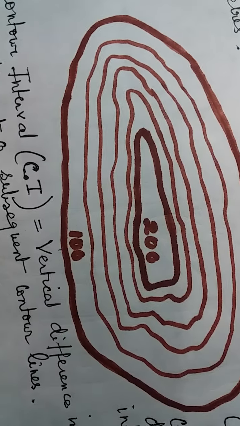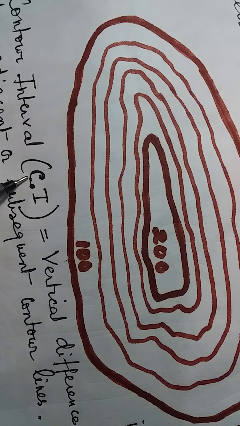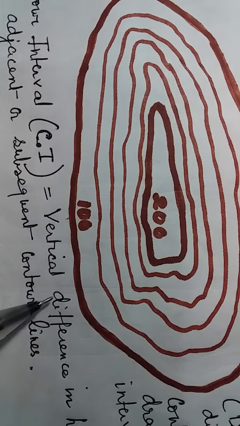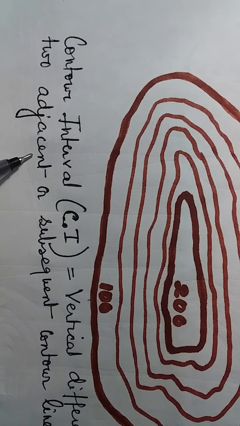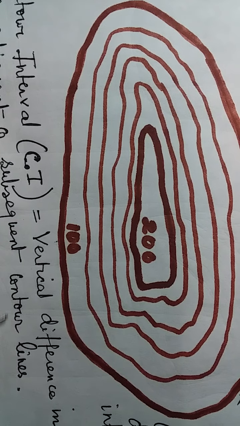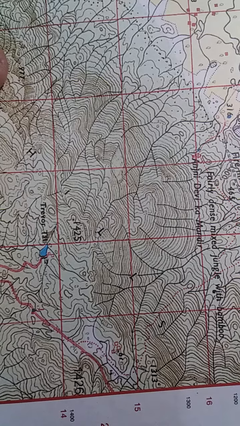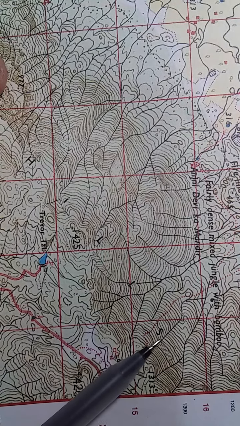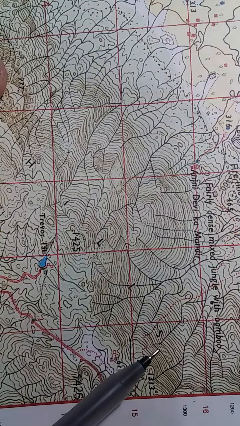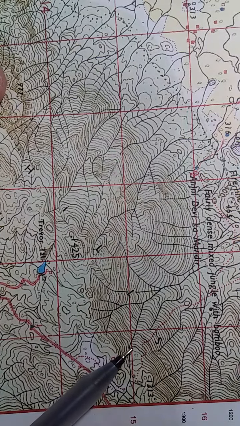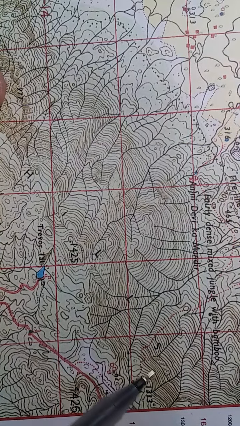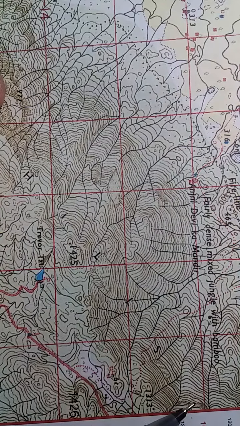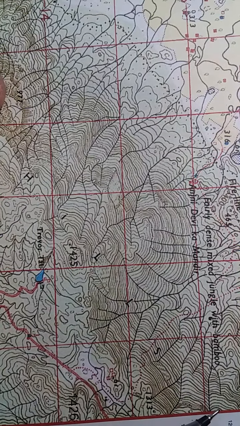The definition I have written here: contour interval, which is represented by CI, is the vertical difference in height between two adjacent or subsequent contour lines. Let us take the topo sheet. You can see here, these are the index contours. And in between two index contours, you will find four other contour lines.